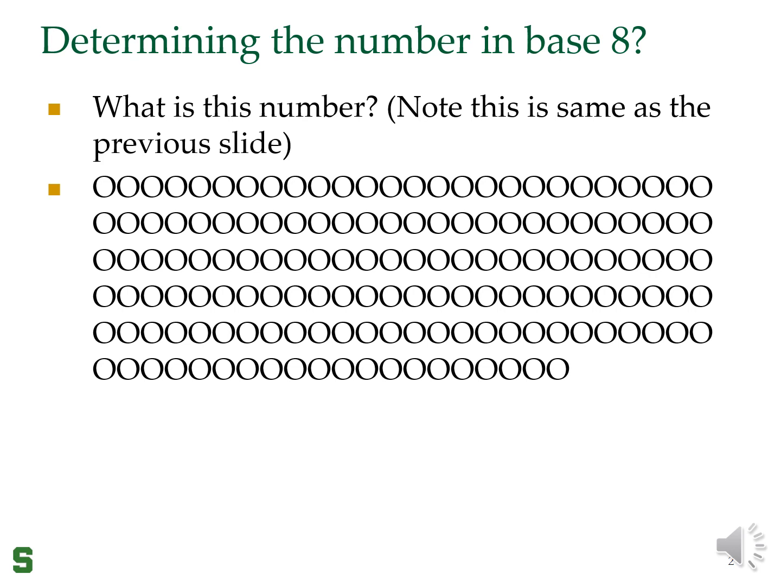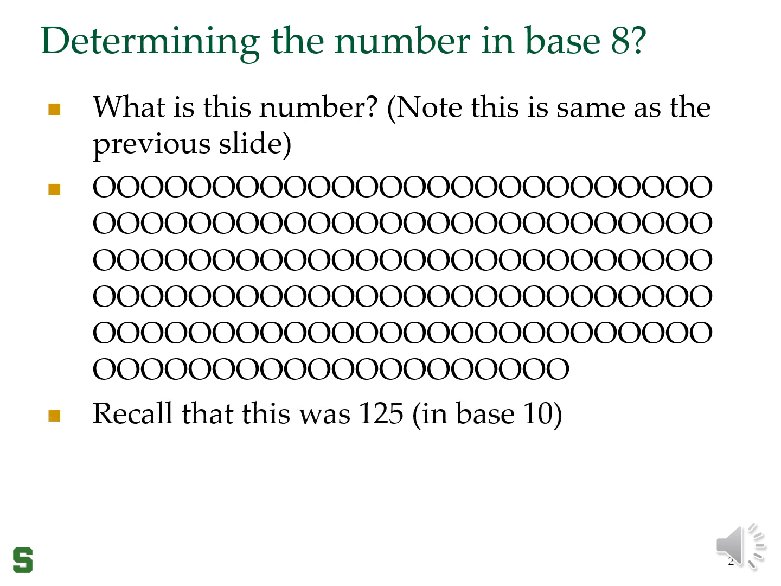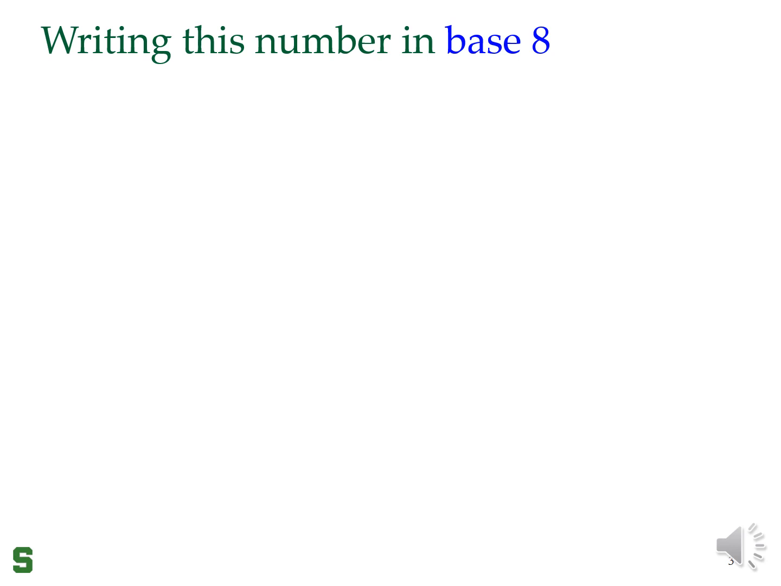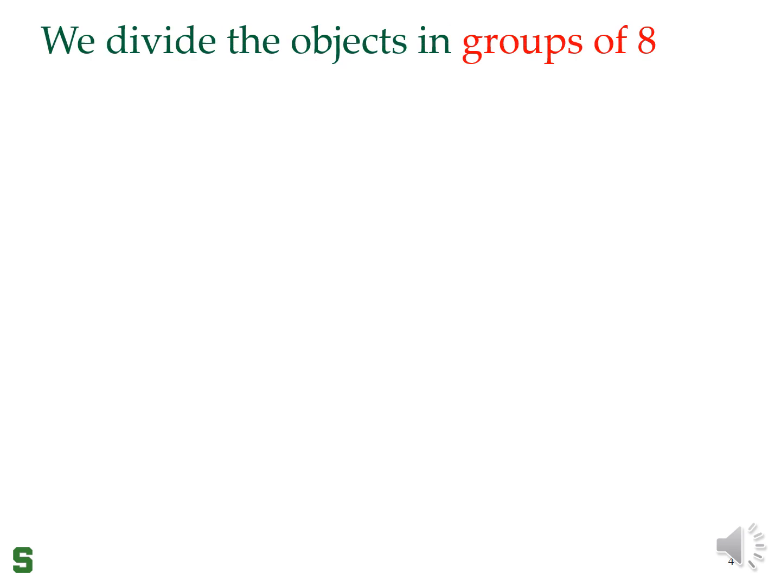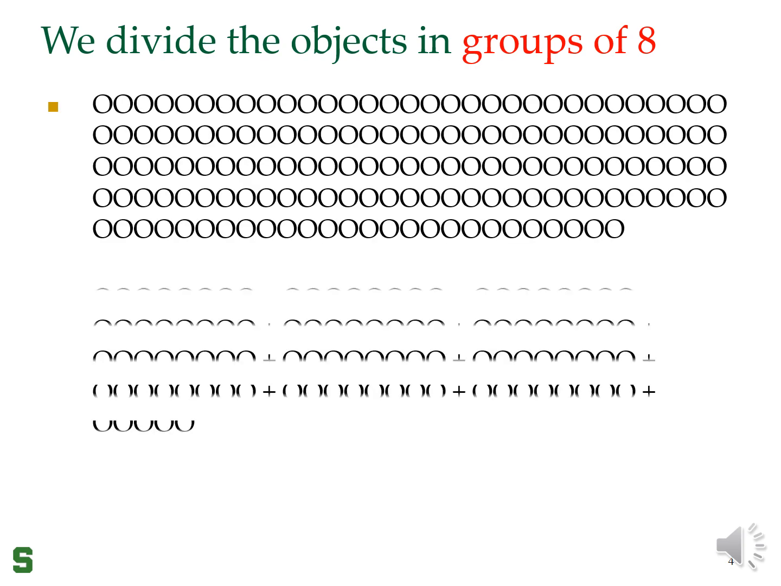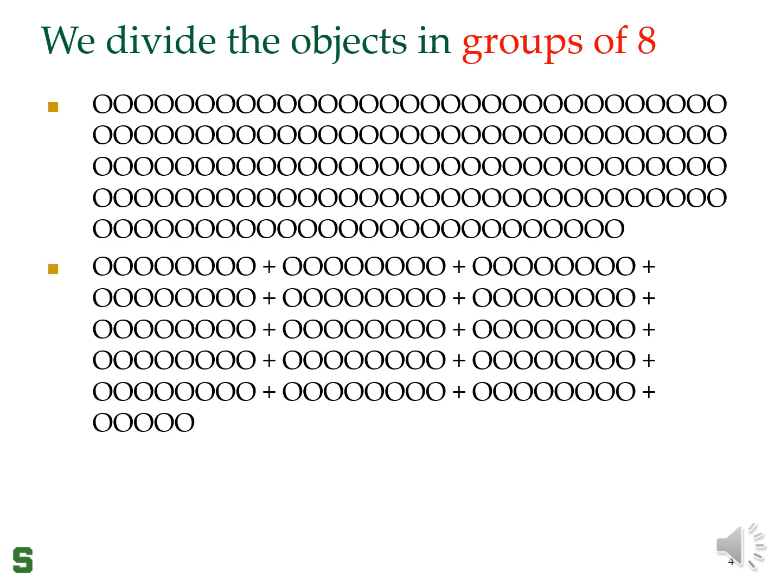So this is the same slide as the one before. Recall that this number was 125 in base 10. And now we are going to focus on writing this number in base 8. So I'm going to divide this into groups of 8. If we do the math right, I will have 15 groups of 8 and 5 would be left over. That will be my least significant digit.